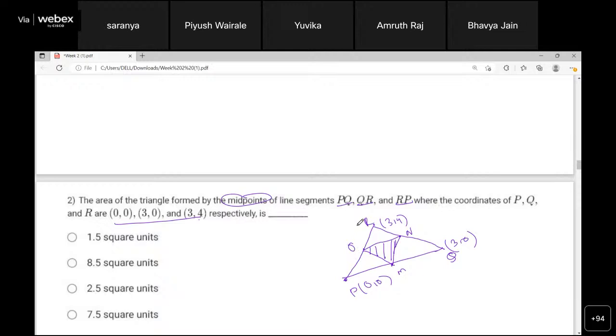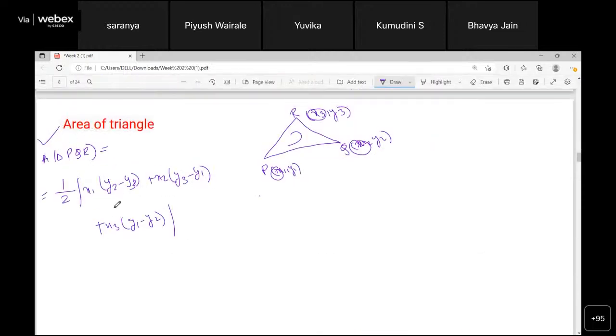Find the midpoints, midpoint formula, then section formula. Apply the section formula and find the coordinates of O, M, and N, right? Once we get the coordinates of O, M, N, we can directly apply the area of a triangle formula.